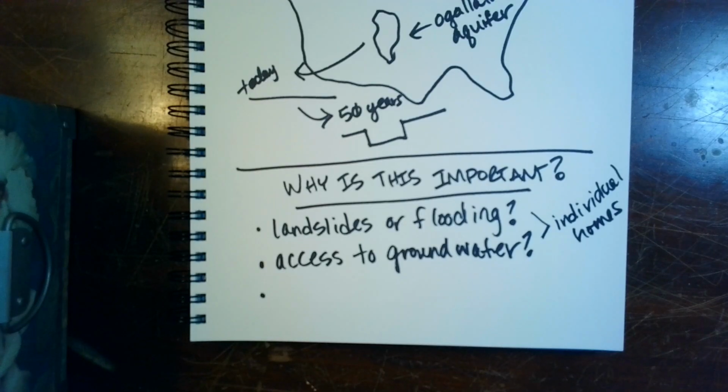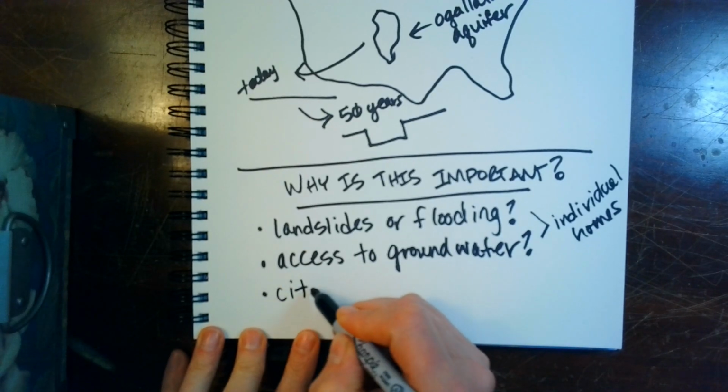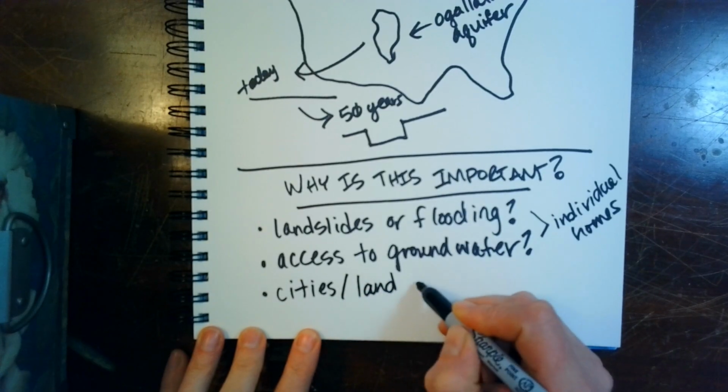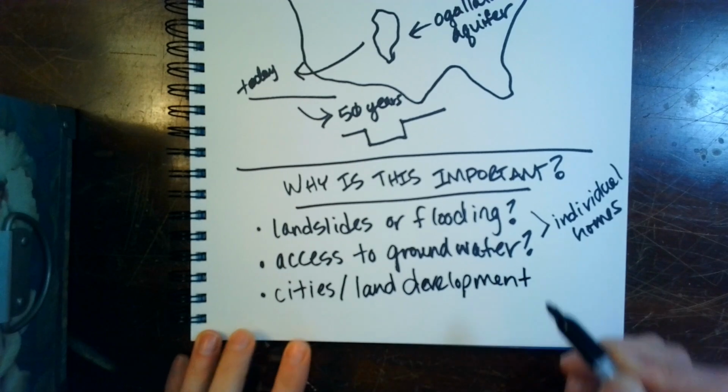In southwest Minnesota, some communities are currently importing water because their local aquifers are polluted or depleted, and they're actually importing it from the Ogallala Aquifer.